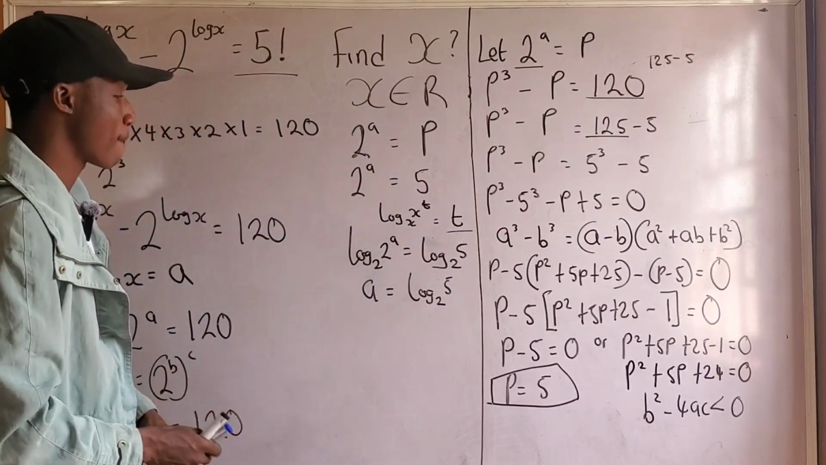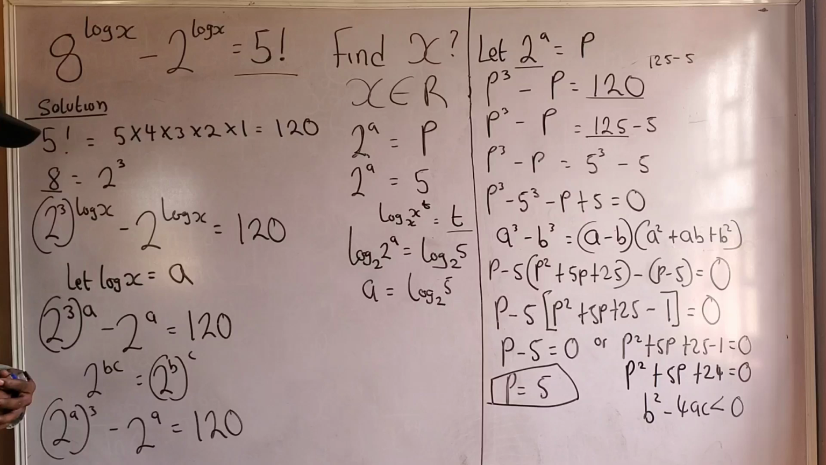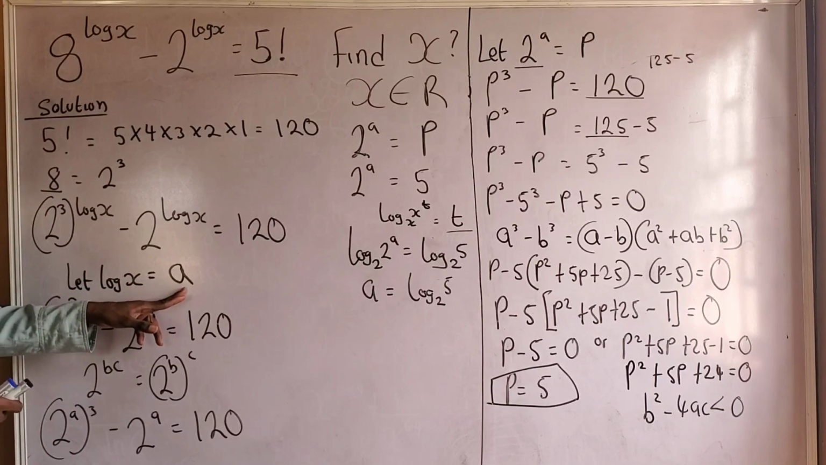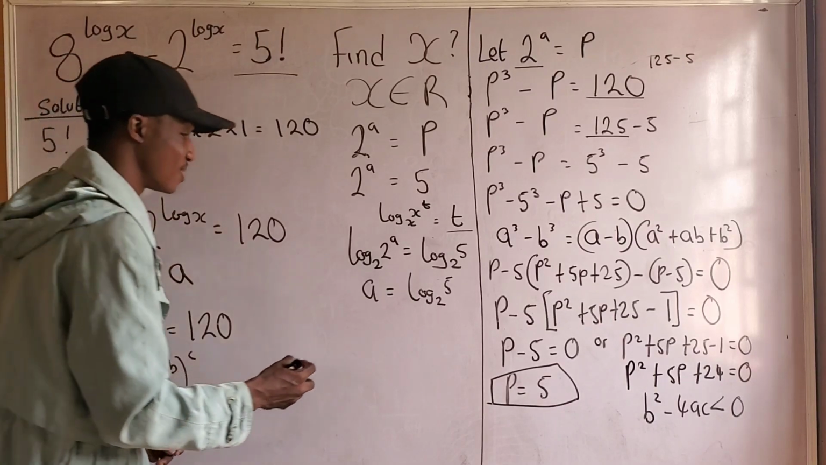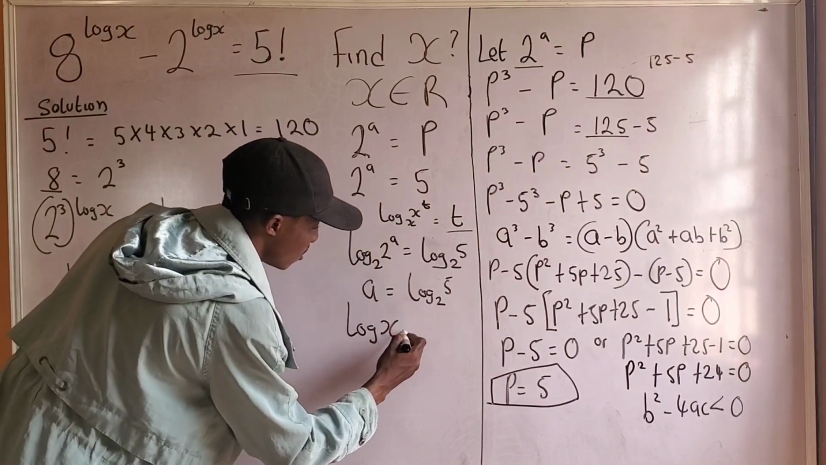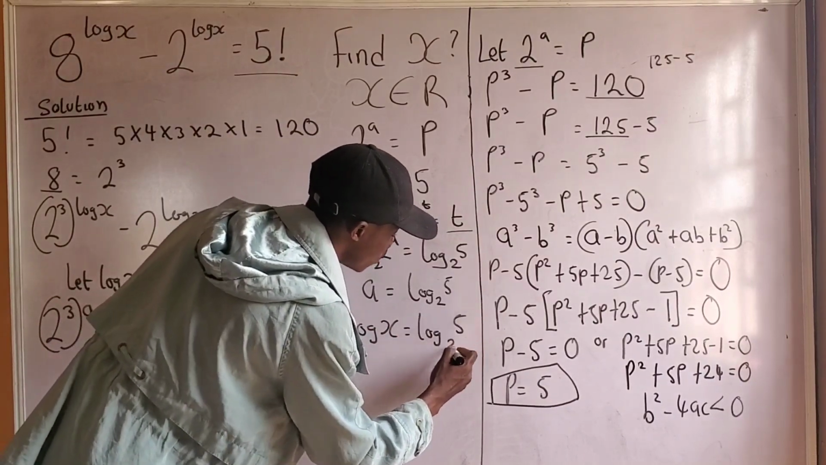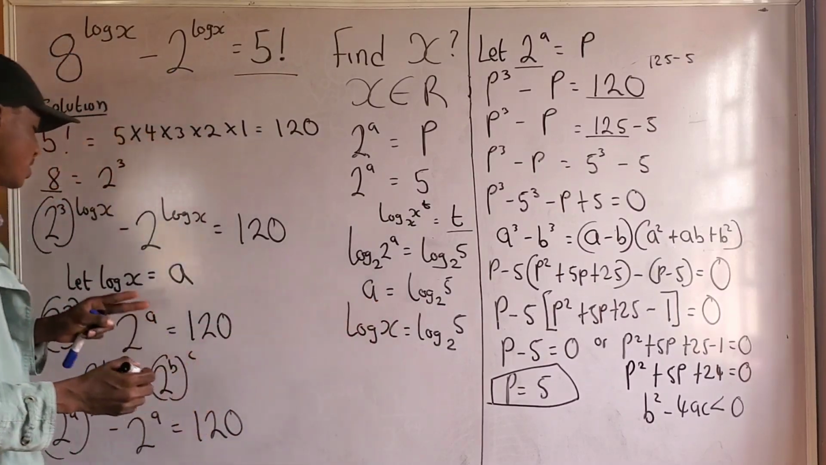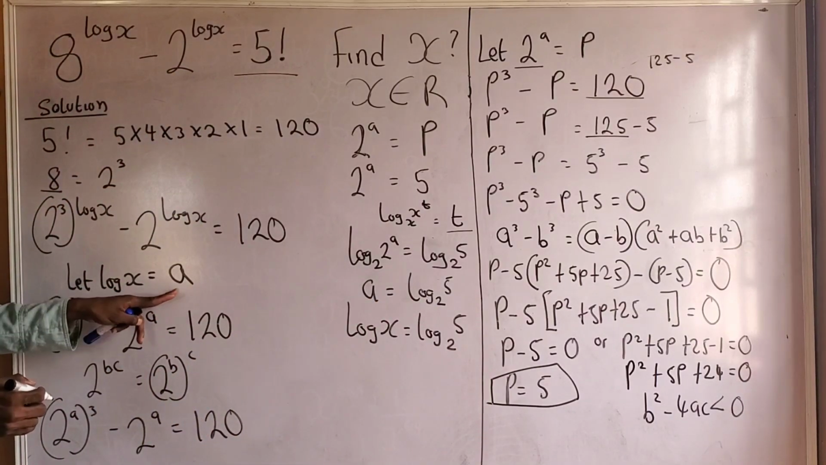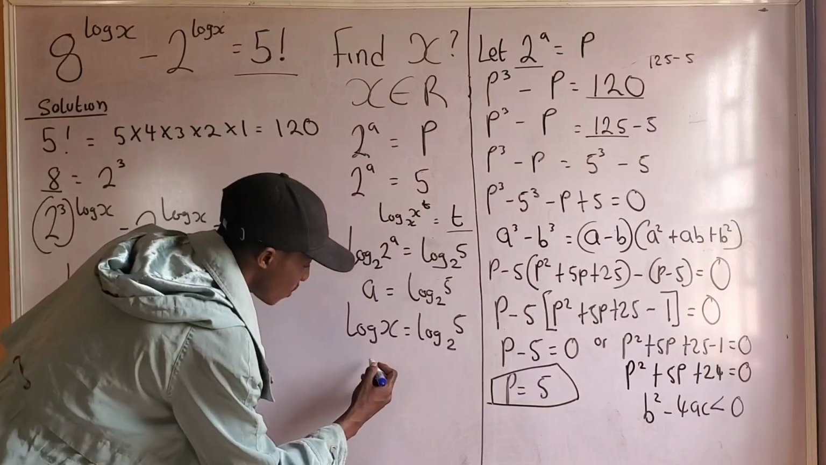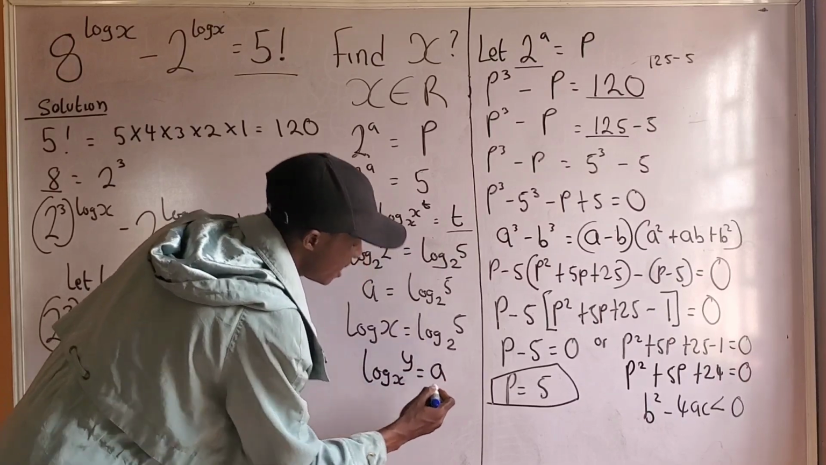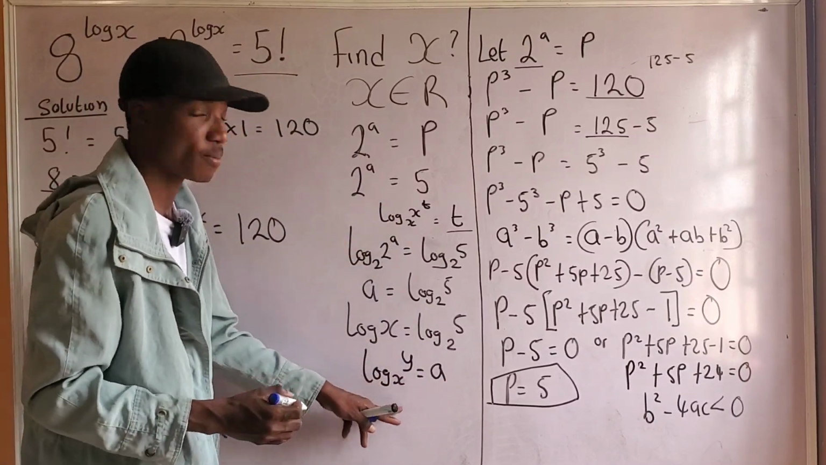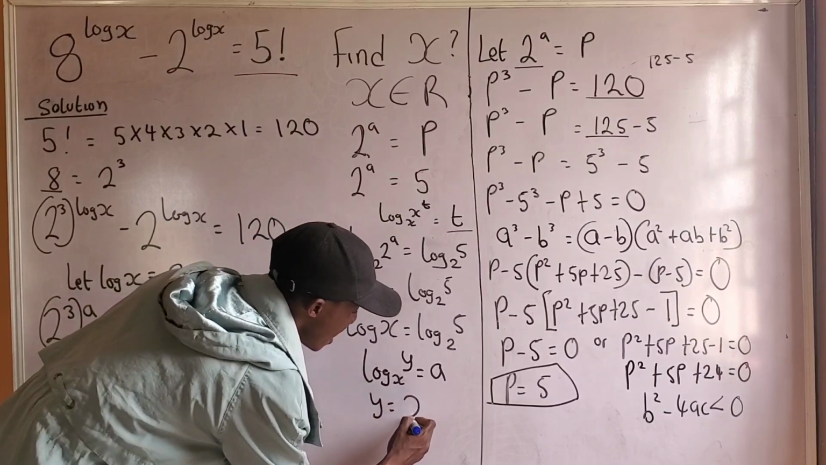Now, having gotten the value of a as log 5 base 2, don't forget that we have already said let log x equals to a. Log x equals to a. So for this, I'm going to have, pay attention, log x will be equals to log 5 base 2, because now a is log 5 base 2, and we have already said that let log x equals to a. So to get the value of x, I'm going to use these properties of logarithm. Log y base 10 or log y base x equals to a in logarithmic form. I can write this in index form as y equals to x raised to the power of a.